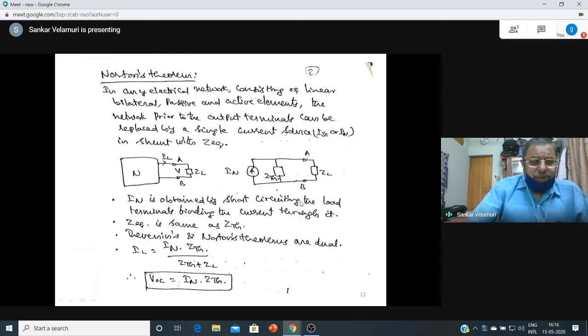IN is obtained by short circuiting the load terminals and finding the current through it. So remove the load here. Earlier we did the open circuit voltage measurement. Now we have to short it. That is to find Norton's current. Thevenin's and Norton's theorems are related, this is one observation I have made. And IL, the load current, can be obtained by the simple current division rule, but they are phasors. It's not numericals only. IL is equal to IN into Z Thevenin by Z Thevenin plus ZL.